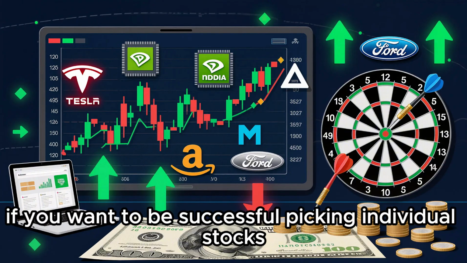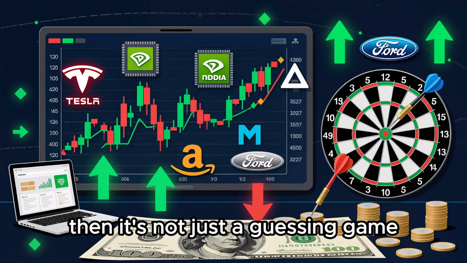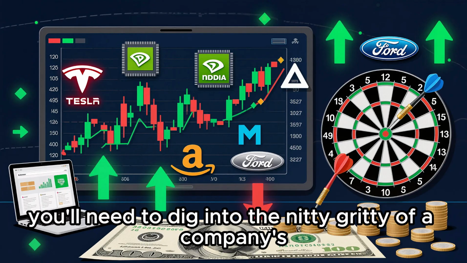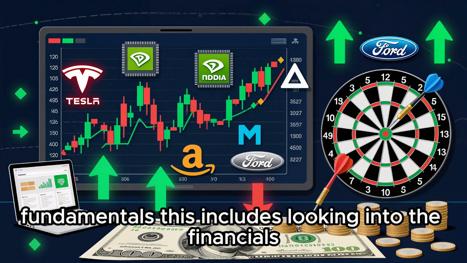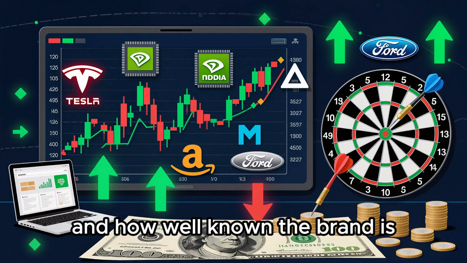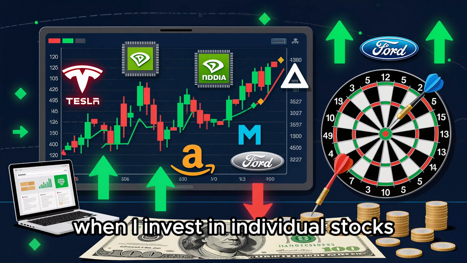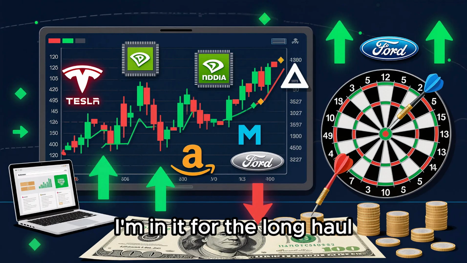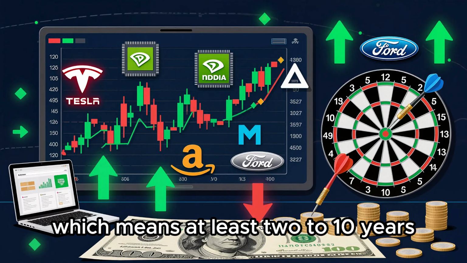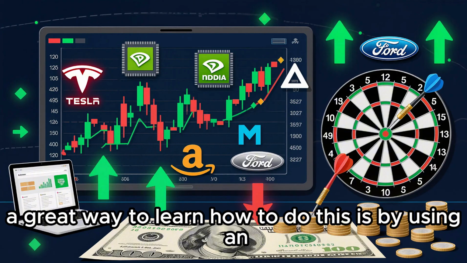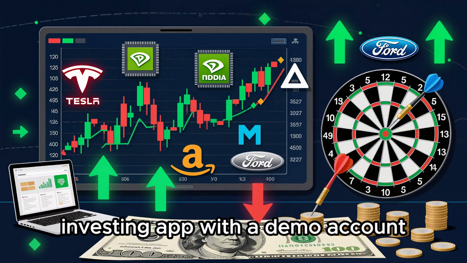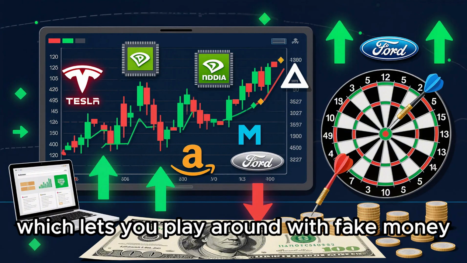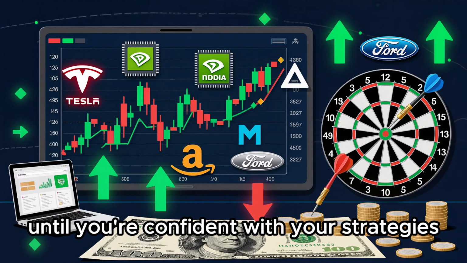If you want to be successful picking individual stocks, then it's not just a guessing game. You'll need to dig into the nitty-gritty of a company's fundamentals. This includes looking into the financials, who's leading the company, and how well-known the brand is. When I invest in individual stocks, I look through income statements, balance sheets, and cash flow statements. So when I invest in a stock, I'm in it for the long haul, which means at least 2 to 10 years. A great way to learn how to do this is by using an investing app with a demo account, which lets you play around with fake money until you're confident with your strategies.